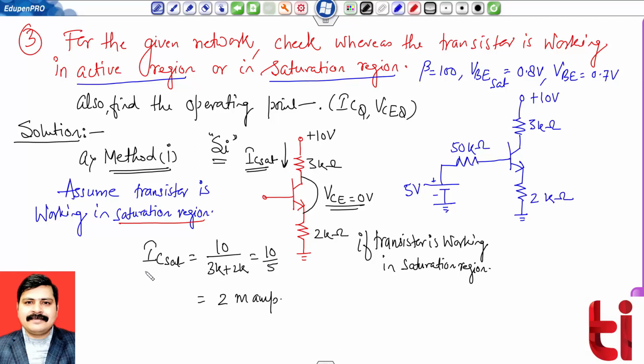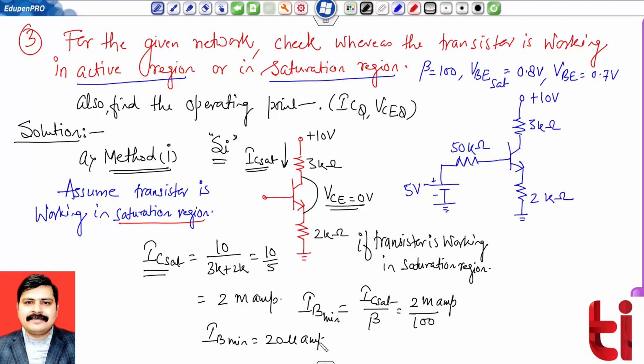And as IC sat is 2 milliampere, I can now calculate the minimum base current required to move my transistor into saturation region. So my IB min will be equals to IC sat divided by beta. So it is simply 2 milliampere divided by beta, which is given as 100. So the typical value of IB min equals simply 20 microampere.